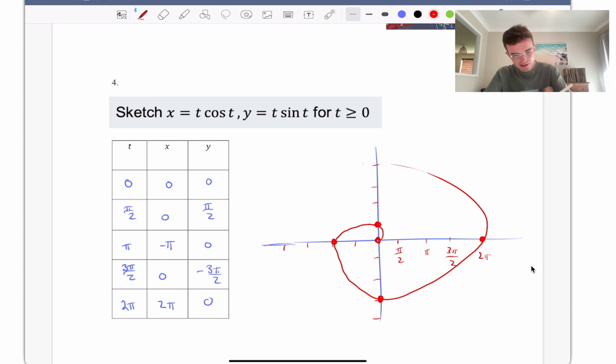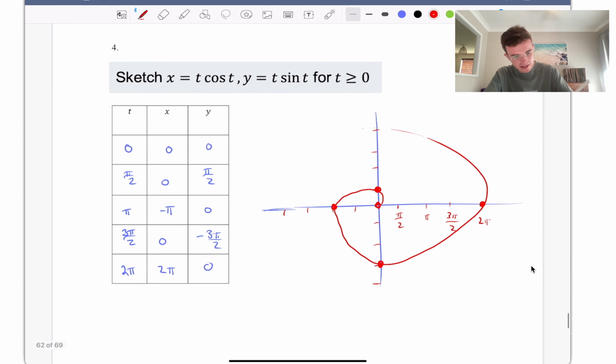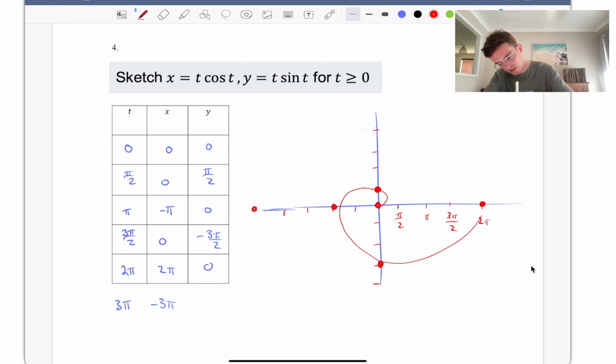And we can keep extending that table, so we might want to do, say, 3 pi. That's going to be minus 3 pi and 0, so all the way over here. So it's like this, this, this, this, something like that. And that's our spiral there.